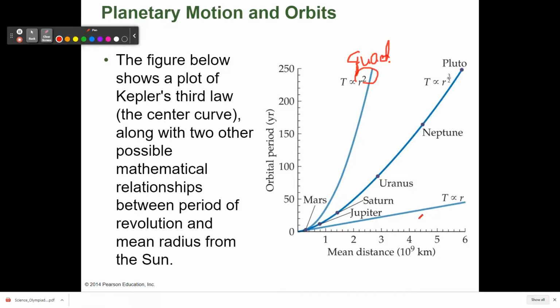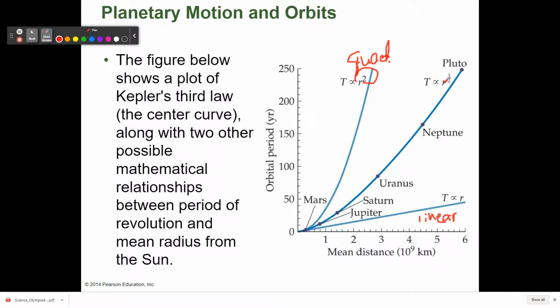This would be if it was a linear relationship, because it's a straight line. What we actually see is something in between those two. So the period is related to the radius to the 3/2 power, not squared, not first power. This would be the actual data. And so Kepler could see that the actual data doesn't match a quadratic relationship or a linear relationship.